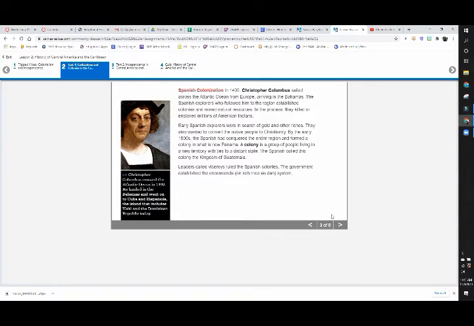Whenever the Spanish started colonizing the area in 1492, Christopher Columbus sailed across the Atlantic Ocean from Europe, arriving in the Bahamas. The Spanish explorers who followed him to the region established colonies and mined natural resources. In the process, they killed or enslaved millions of American Indians. They were in search of gold and other riches, and they also wanted to convert native people to Christianity.